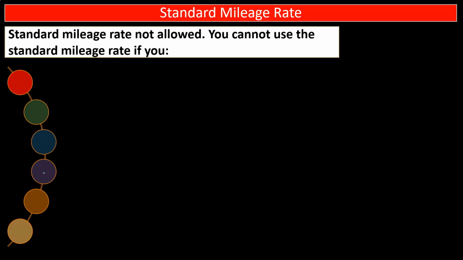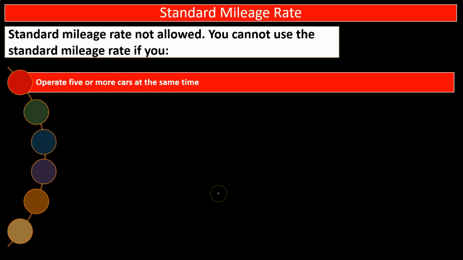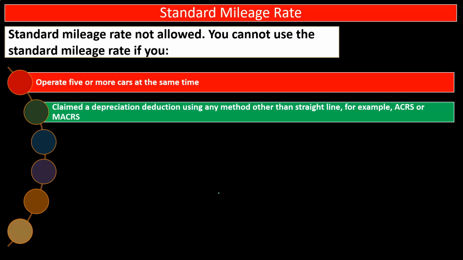Standard mileage rate not allowed. You cannot use the standard mileage rate if you operate 5 or more cars at the same time. So if you have 5 or more cars, then that's kind of outside what the standard mileage rate is used to do. The standard mileage rate is typically there for ease of use, you would think, for people that use their car, but the car isn't their principal business. If you have 5 or more cars, it seems like you're doing something related to the cars, and then you'd want to track the actual expenses of those cars since they're more essential to your business.